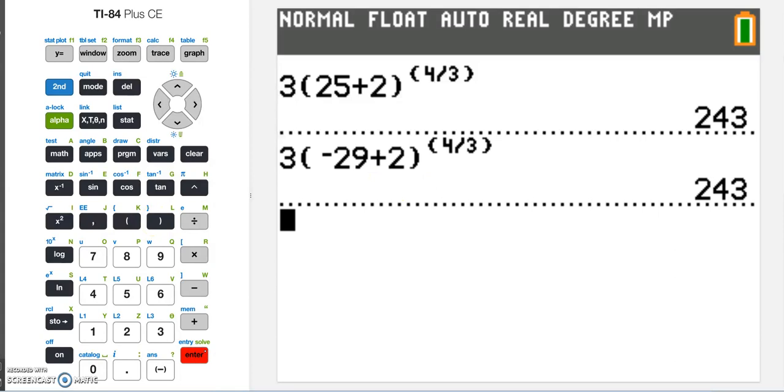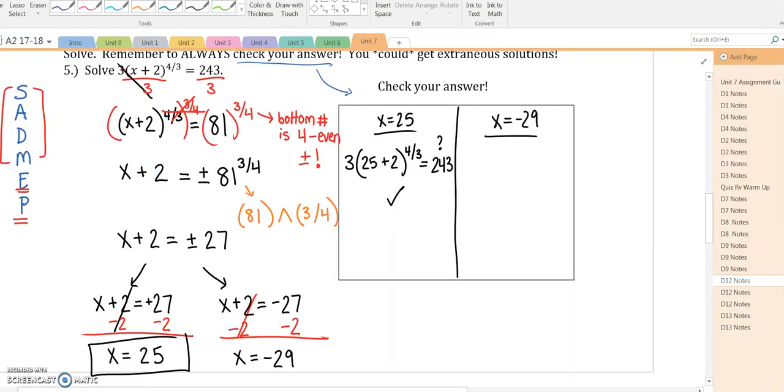Okay. Press enter, that gives me 243 as well. I'm just going to write it down. Negative 29 plus 2 to the 4/3. And it does equal 243. Check, so I'm going to circle it, and those are my two answers.